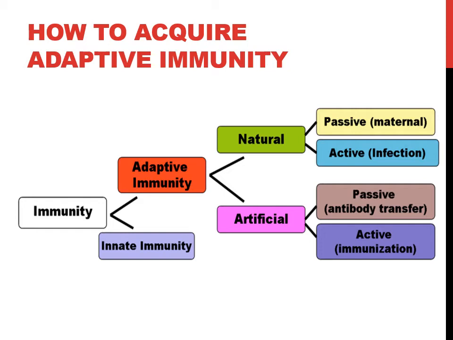Okay? Or say that you need an adaptive immunity right now because you're going on a trip somewhere, such as, say, South America, and you want those antibodies right now.